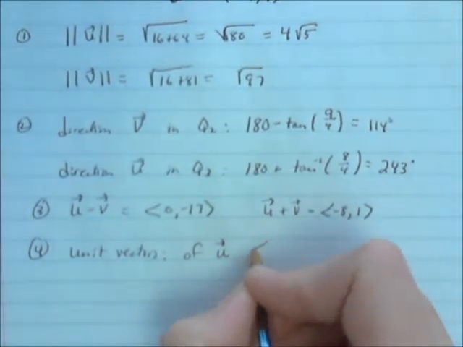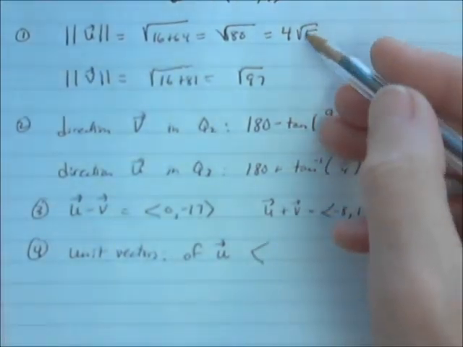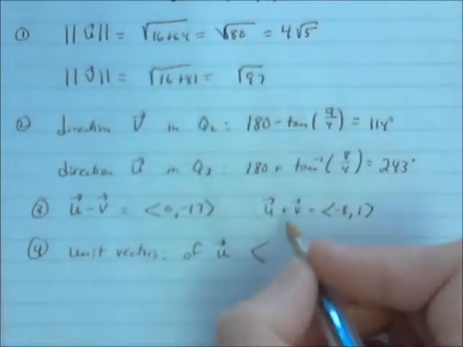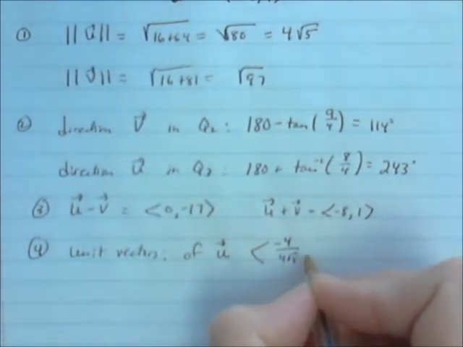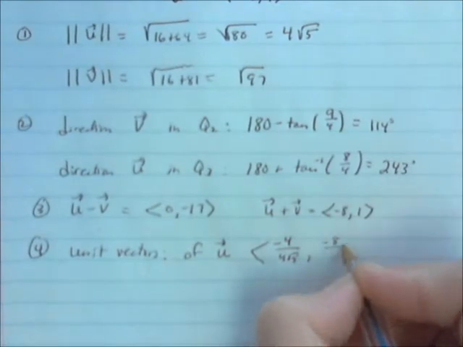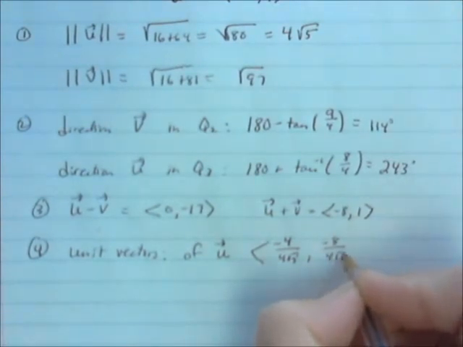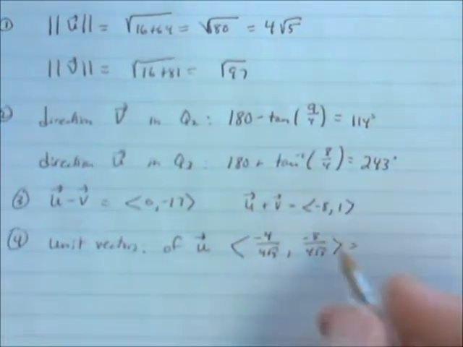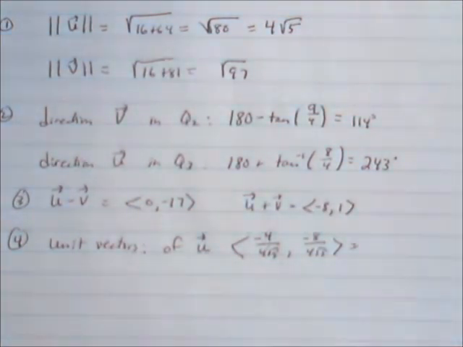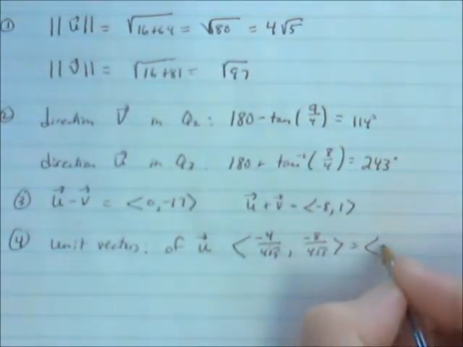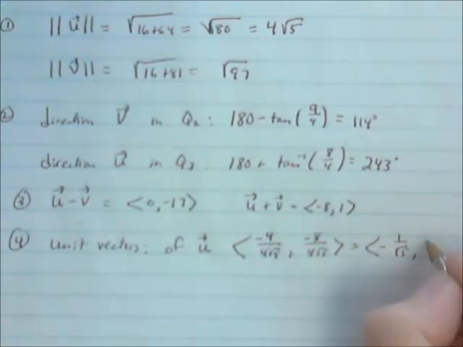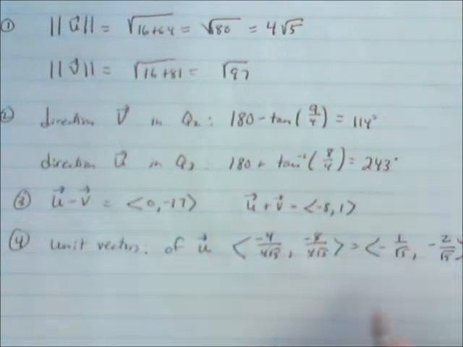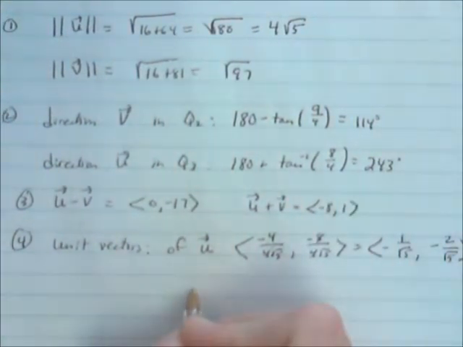And so the magnitude of u is 4 square root of 5. So we're going to take each of the x and y and divide it by 4 square root of 5. And we've got negative 8 over 4 square root of 5. And we wouldn't leave it like that because the 4's can be canceled here. And so you're left with negative 1 over the square root of 5. And 8 over 4 is 2. So negative 2 over the square root of 5 would be the component form of u.